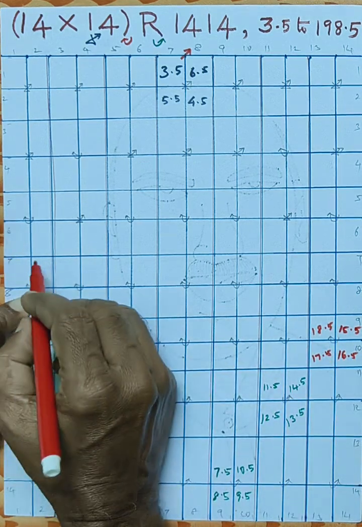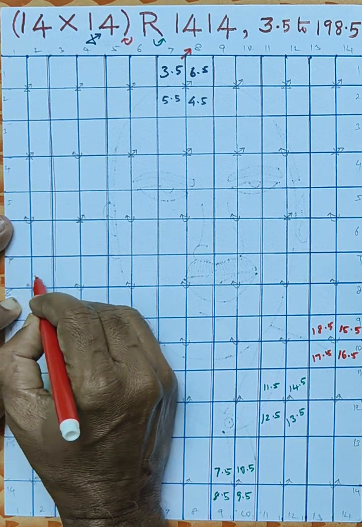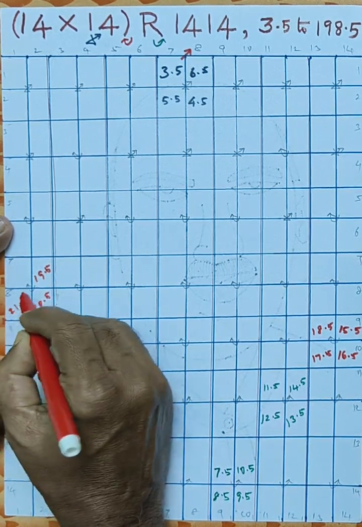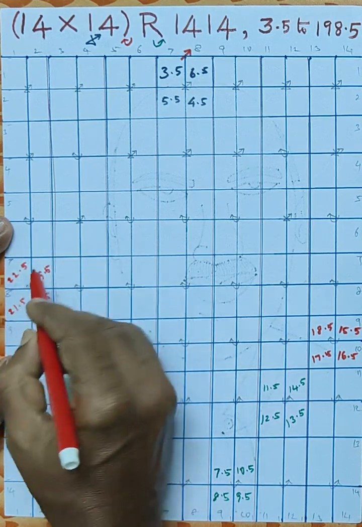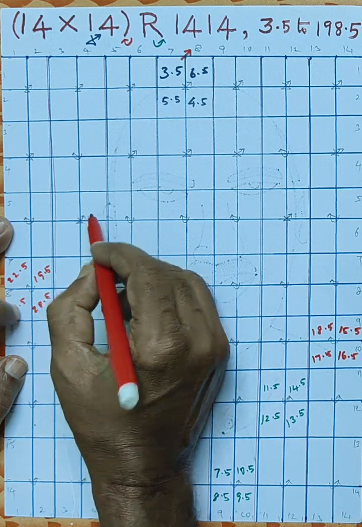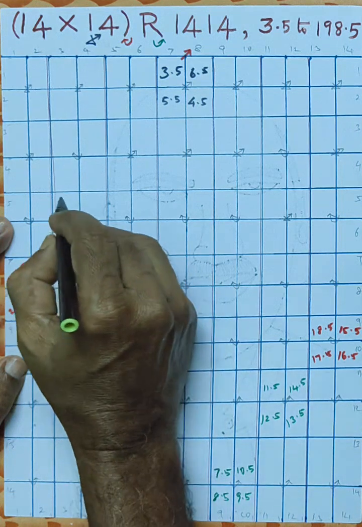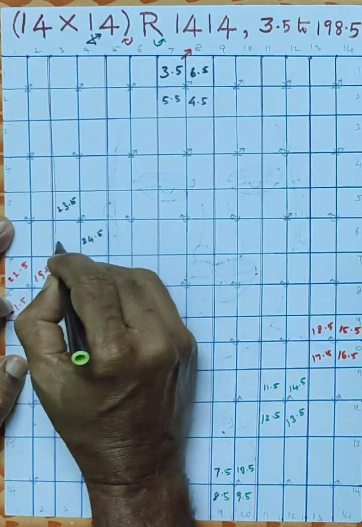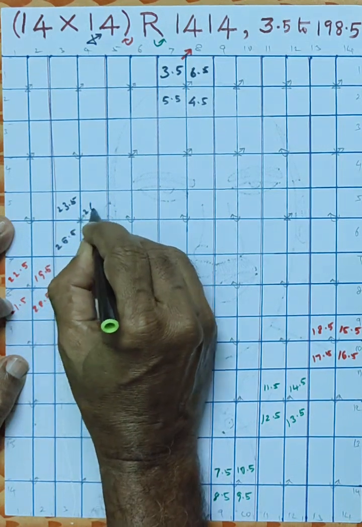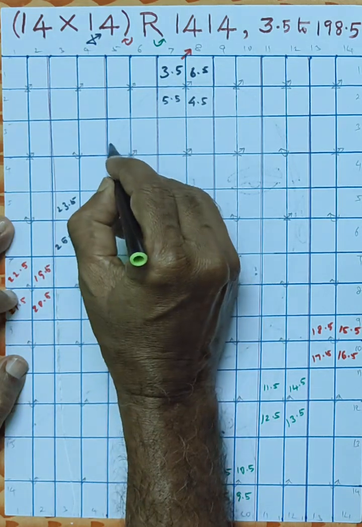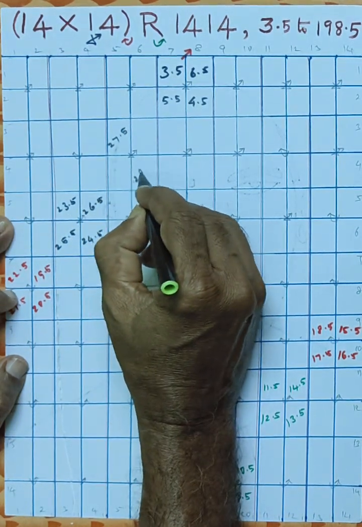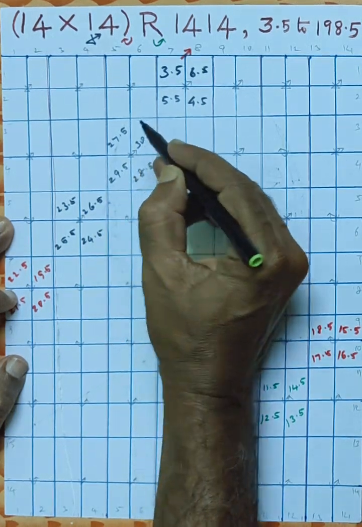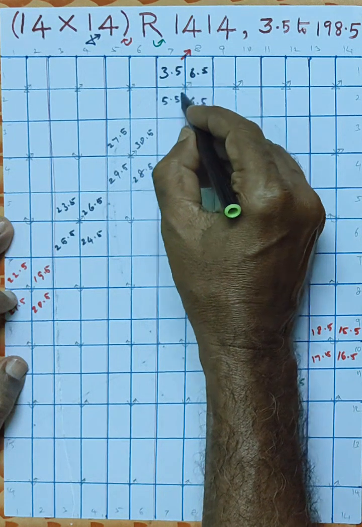After 18.5, 19.5, 20.5, 21.5, 22.5, 23.5, 24.5, 25.5, 26.5, 27.5, 28.5, 29.5, 30.5. Can't move this direction, come down.